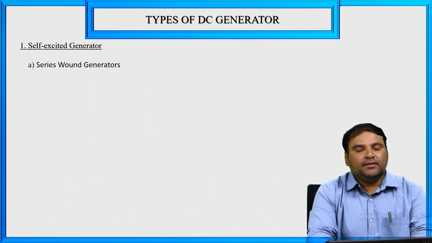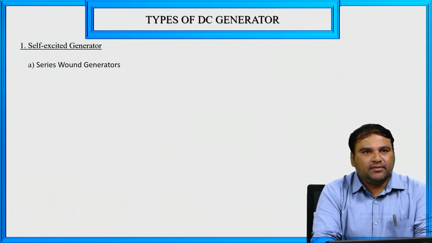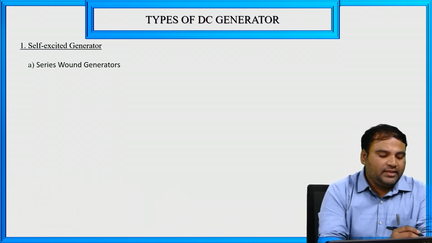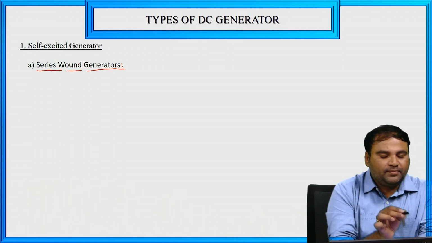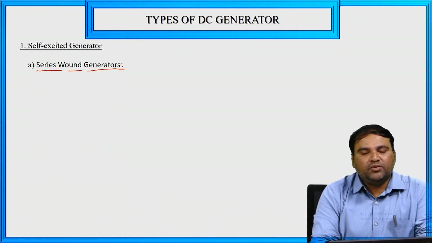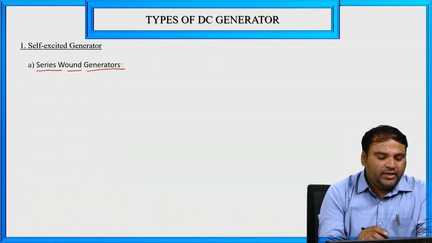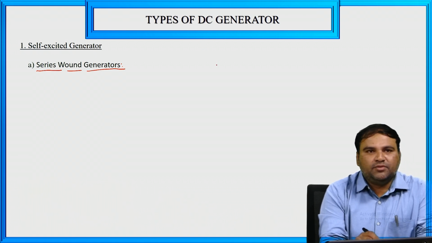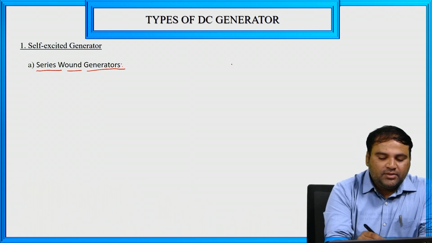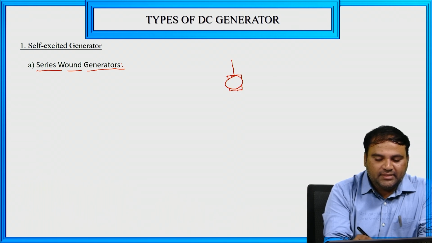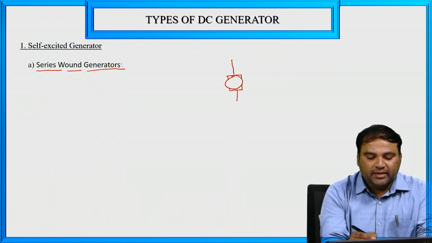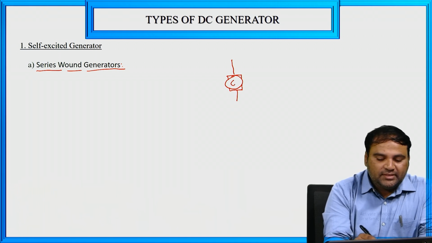Now, the first one is the self-excited DC generator. In that, the first type is the series wound DC generator. First, we are going to draw the series wound DC generator. This is the symbol of a DC generator, and if it is a motor, here is the symbol of the motor. So this is the generator.